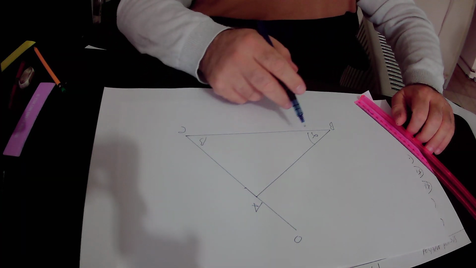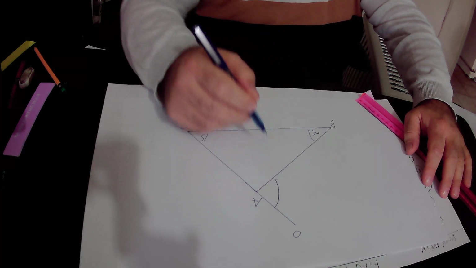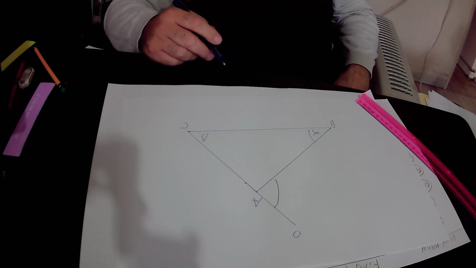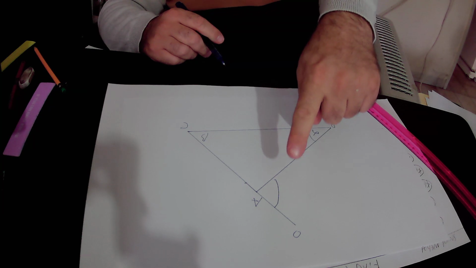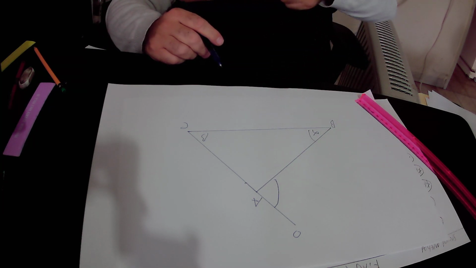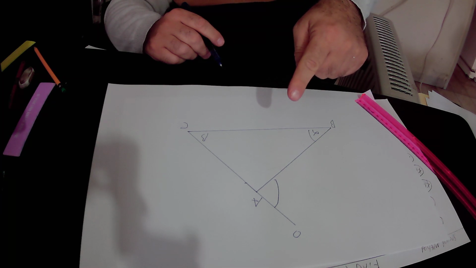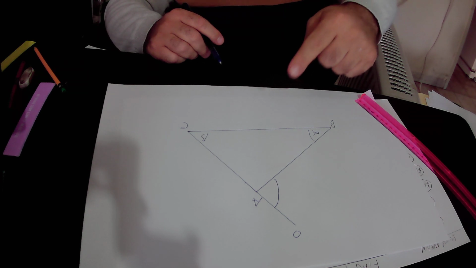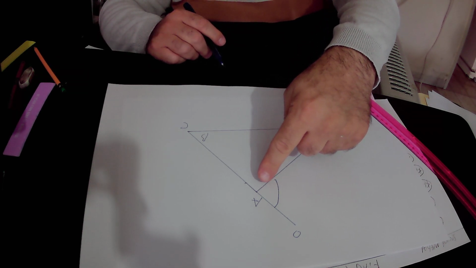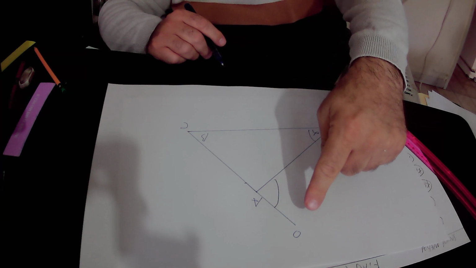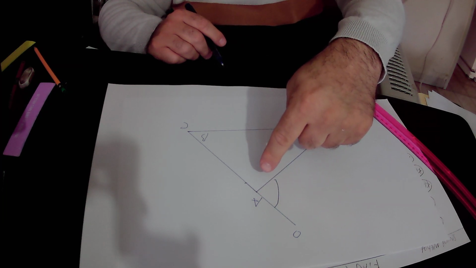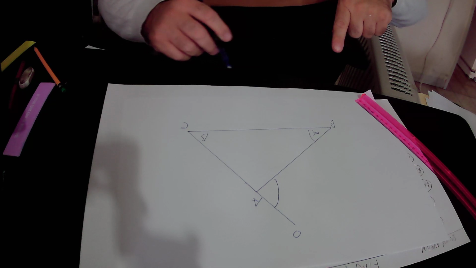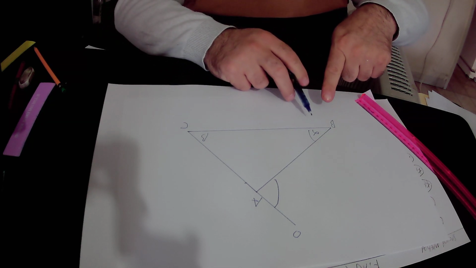Angle OAB is defined as the exterior angle of triangle ABC. According to the rule that I mentioned, the exterior angle OAB equals the sum of the angles that are not adjacent to this exterior angle. Angle BAC is adjacent to the exterior angle OAB. The only two angles that are not adjacent to the exterior angle OAB are alpha and beta.